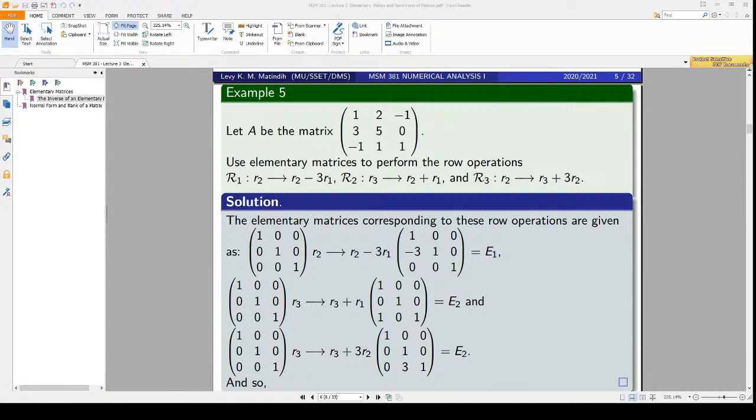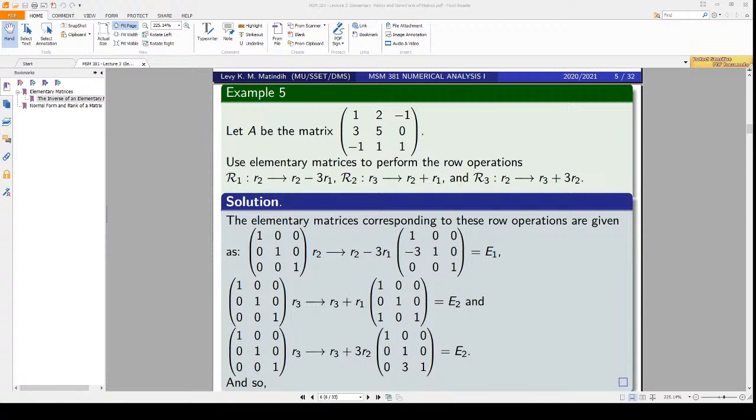So if we come here, we are going to transform row 2 of this identity matrix into row 2 minus 3 times row 1. So row 2 is 0 minus 3 times 1, which gives us negative 3. Then 1 minus 3 times 0 gives us 1, and 0 minus 3 times 0 gives us 0. So this is about row 2. Let's go to row 3. We are saying row 3 implies row 3 plus row 1.